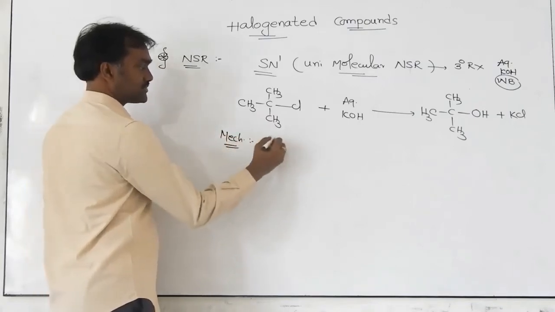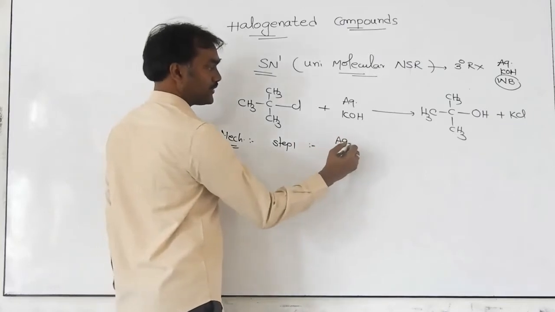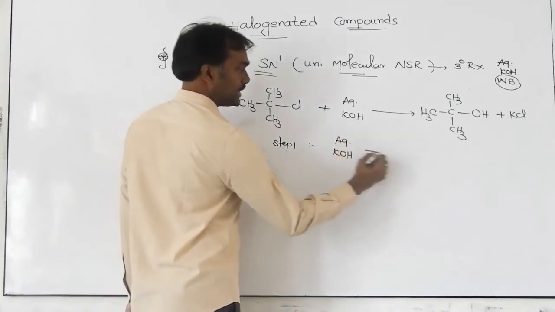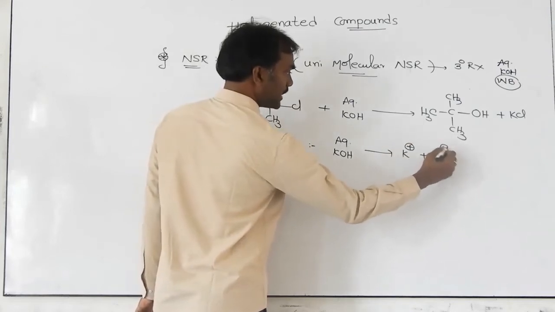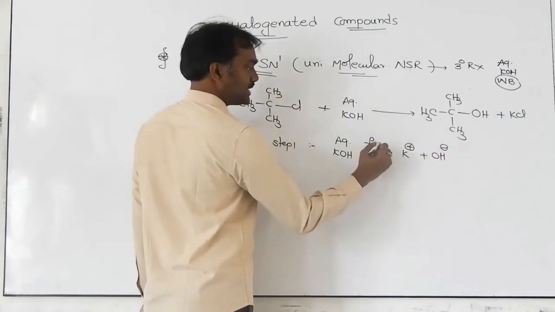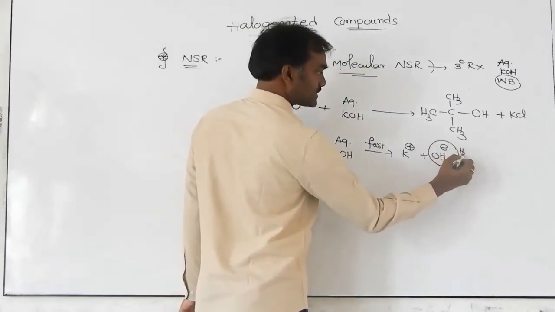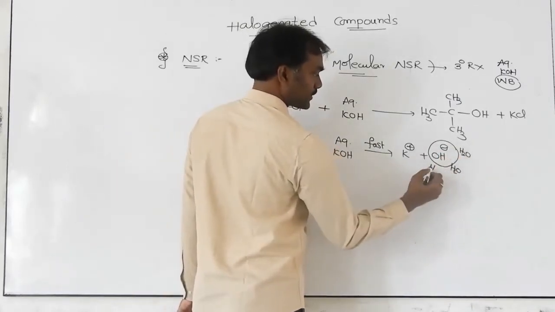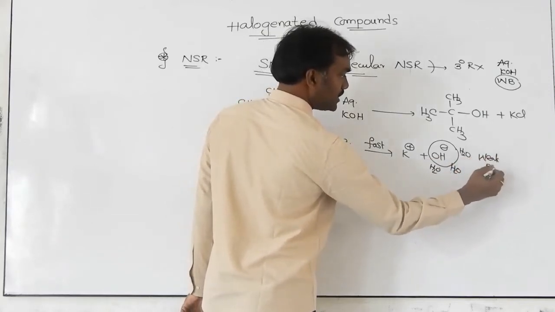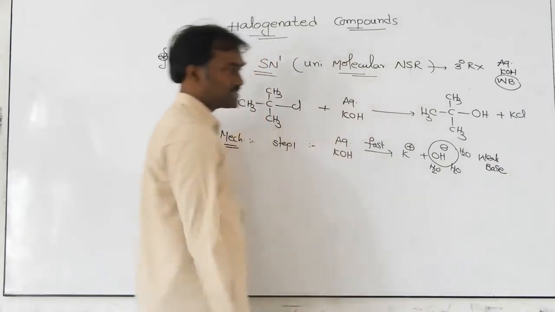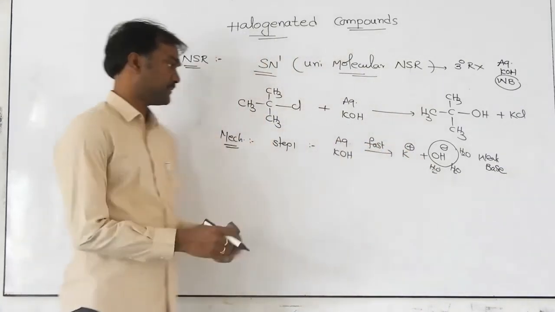Mechanism, step 1. You take aqueous KOH, which becomes K plus and OH minus. It is quickly dissociated in the water. The OH minus is surrounded with water, so its power decreases. That's why you call it a weak base. The weak base is doing what? Just substitution only. It is participated.